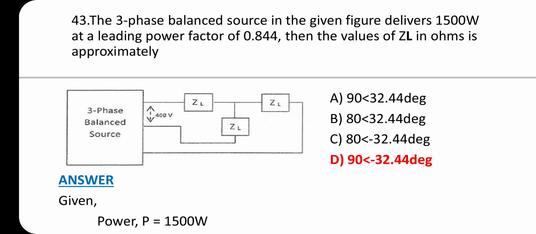Question number 43. The three-phase balanced source in the given figure delivers 1500 watt at a leading power factor of 0.844. Then the value of ZL in ohms is approximately. Answer is option D, 90 angle minus 32.44 degree.